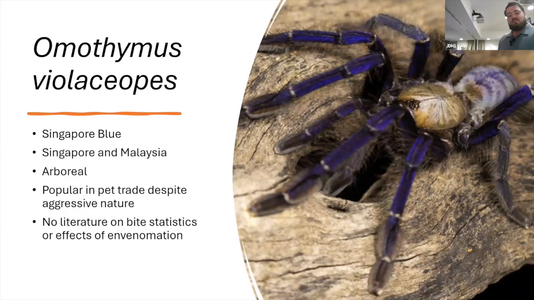Same pretty much goes for Omophymus violaceps. It's a very pretty tarantula, so it's very popular amongst the pet trade. And these ones are actually quite aggressive in terms of tarantulas. So bites are more common, but still no statistics for envenomations, be that in the pet trade or in the wild, and also no effects in literature in terms of the envenomation. And there's actually no literature available about the venom for either of these species or their effects.